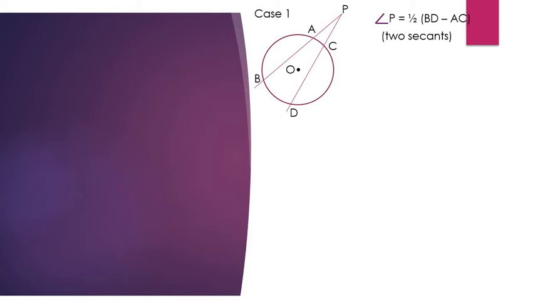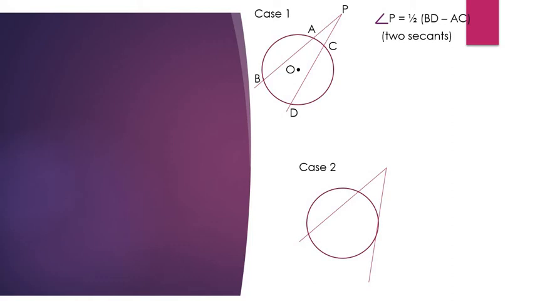Alright? So if the 2 arcs were, I don't know, let's say BD was 30, and let's say AC was 10. 30 minus 10 is 20. So that means that this angle P would be 10, half of that. Alright, we have a second case.